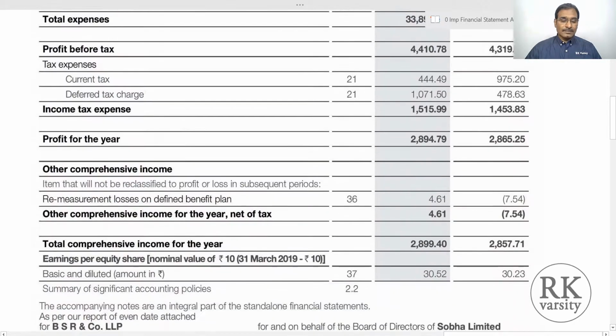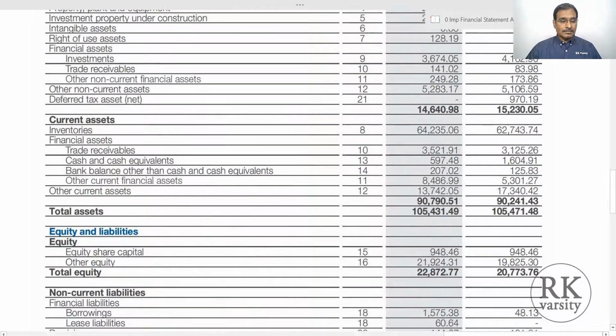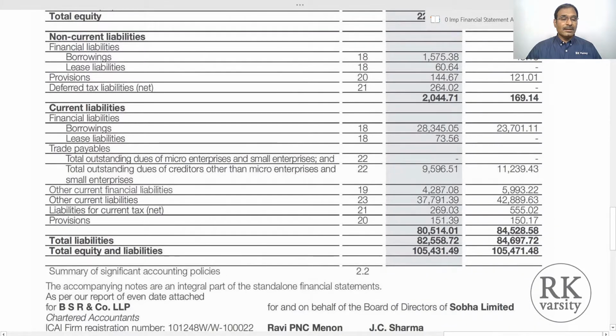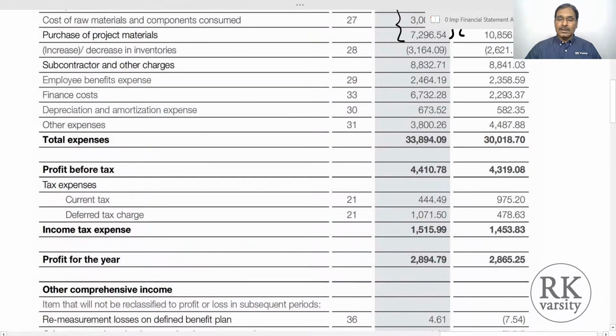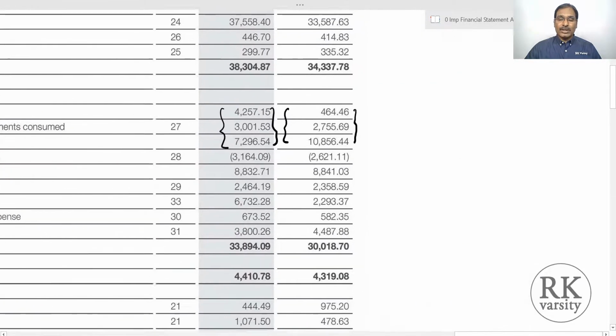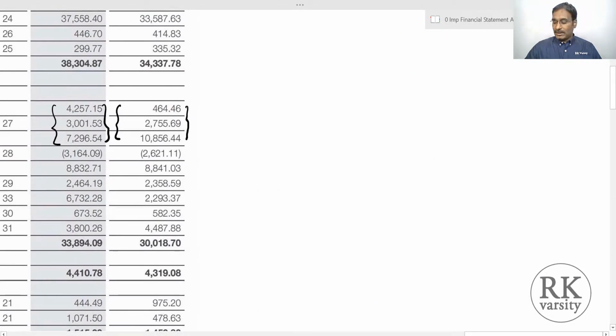This is one. And next is your payables, which you will find in current liabilities. Again, here you have two payables: outstanding dues to micro enterprises and others. So here there is no amount for micro enterprises, so we'll consider only one item here, that is other enterprises, not micro and small enterprises. Using these two, we calculate the payables turnover ratio and average payment period of Sobha Realtors for 2019 and 2020, so financial year 2019 and 2020.